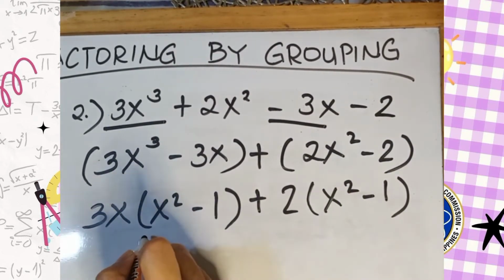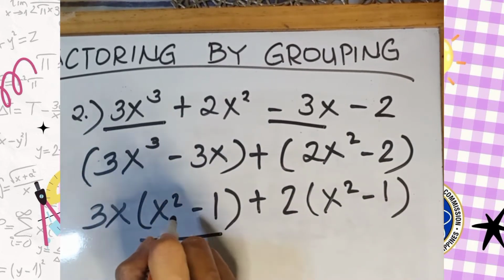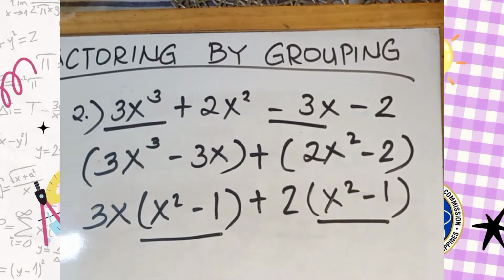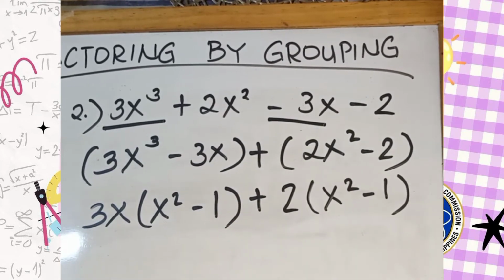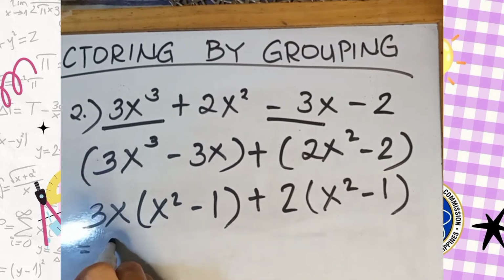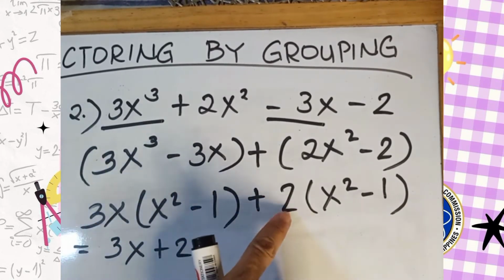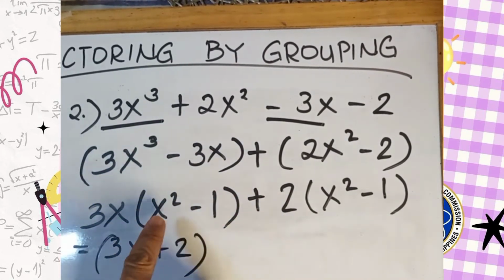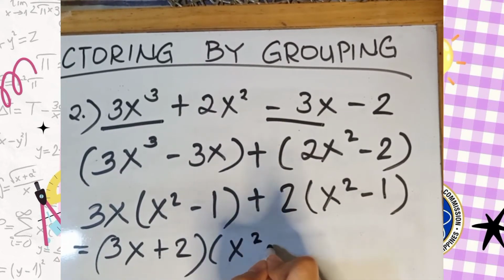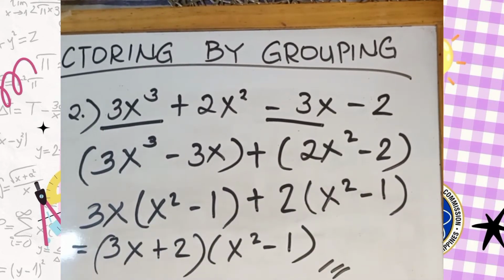Okay, so we have now a common factor ulit, which is the x squared minus 1. And then, sa kabilang group, si x squared minus 1. Okay, so what is now our final answer? So, our final answer will be 3x plus 2 times yung common factor naman ng first and second group, which is the x squared minus 1. So, this is now our final answer.